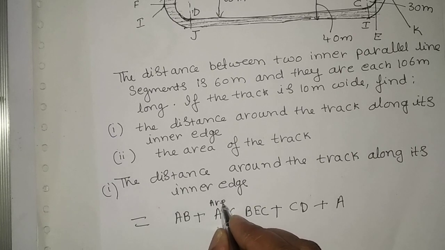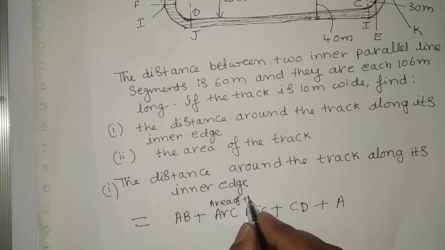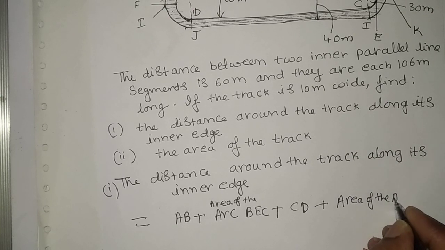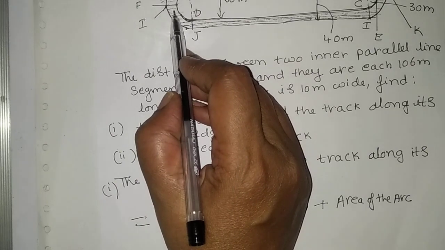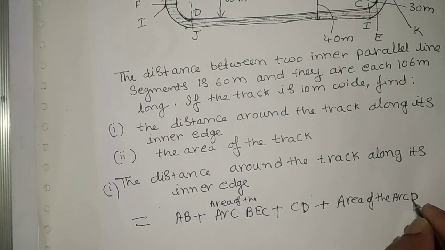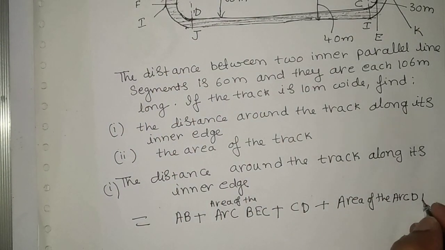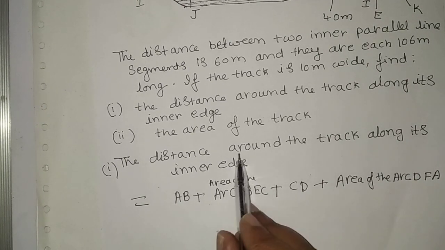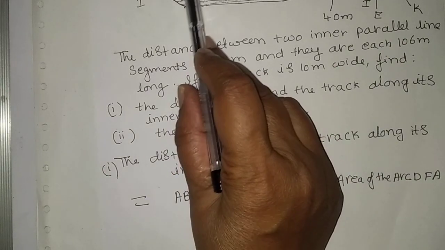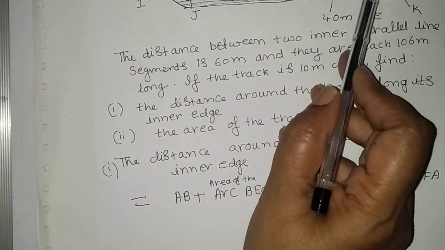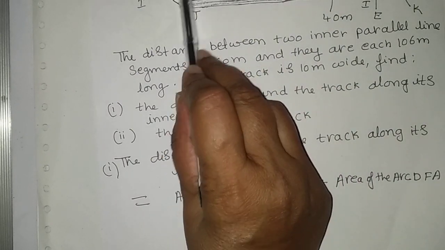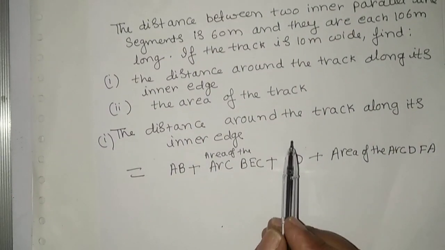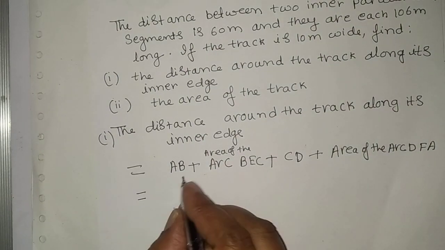So I will write here the length of the arc, and here also the length of the arc. Which is the arc here? That is AFD, or DFA. So this is the formula to find the distance around the track along its inner edge. This line plus this arc, this line plus this arc, only the inner part of the track we have to take.